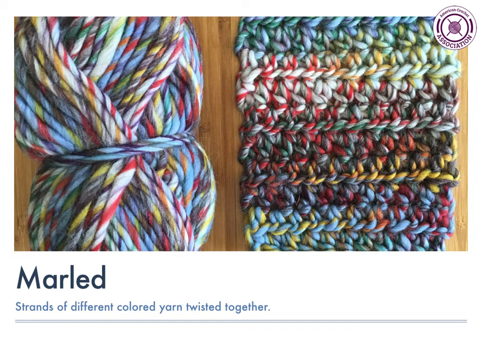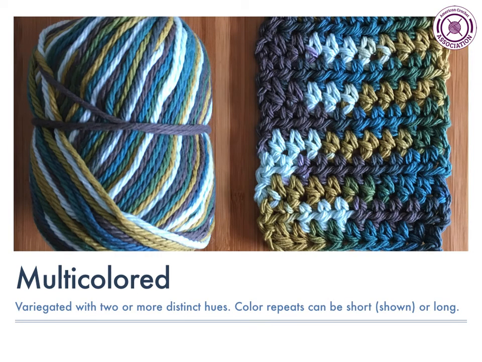Marled is where you take strands of different colored yarns and you twist them together. Multicolored is variegated yarns with two or more distinct hues. Now the color repeats can be short, as shown here. We can see, for example, that the light blue color is only represented in about 3 stitches. Or you can have a very long color repeat, where maybe multiple stitches, dozens of stitches, or multiple rows are represented by a single color.